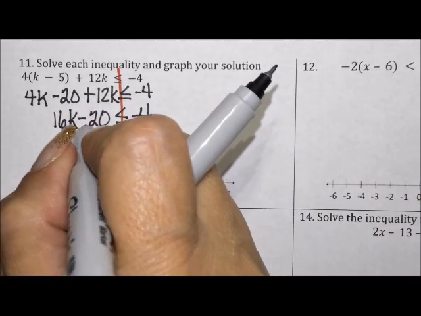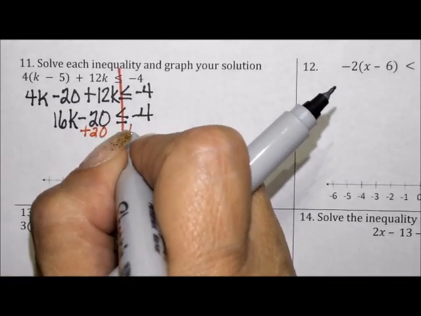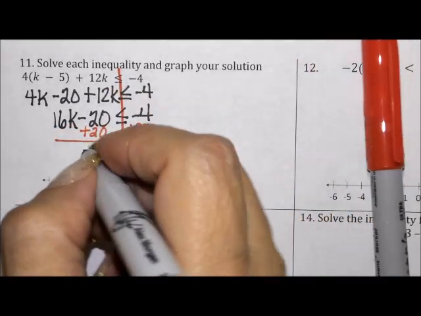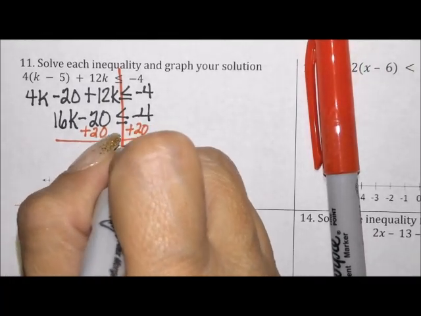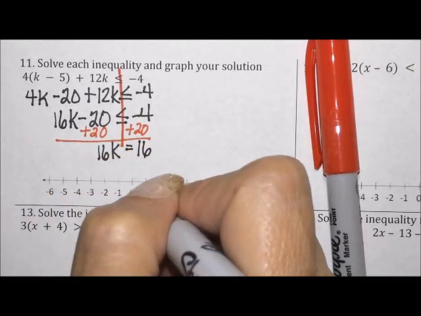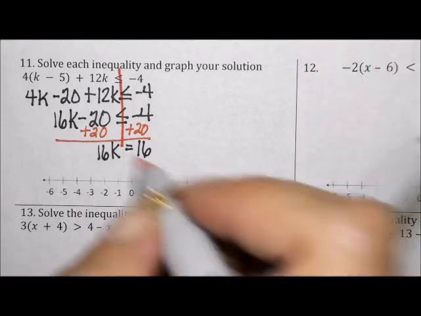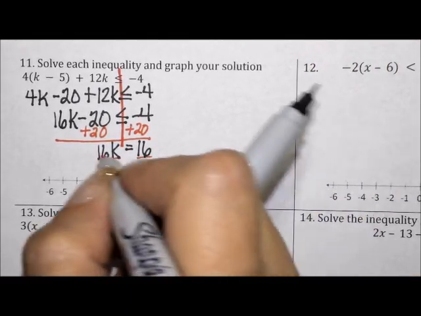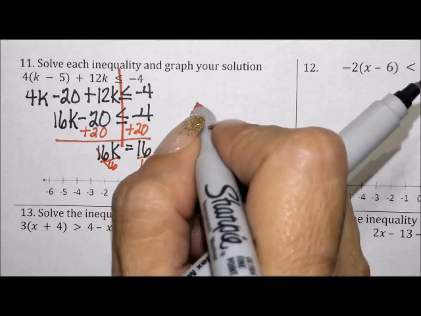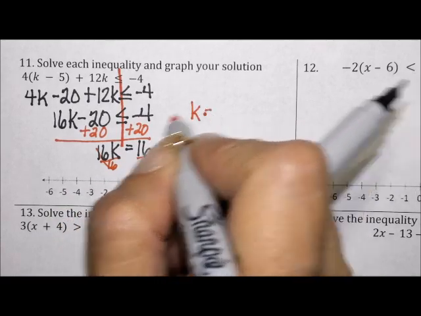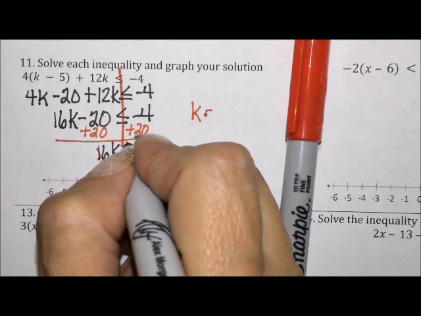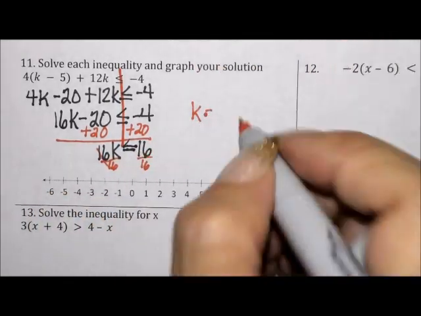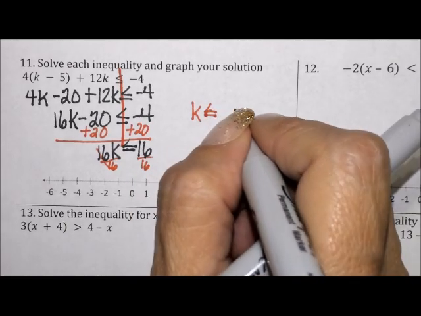I'm going to move that 20. I'm going to add 20 to both sides. 16k equals 16. I'm going to divide both sides by 16. K equals, I said equals, didn't I? Look at that, I'm making that error. There we go. K is less than or equal to 1.